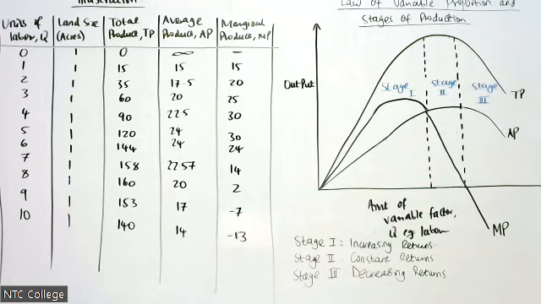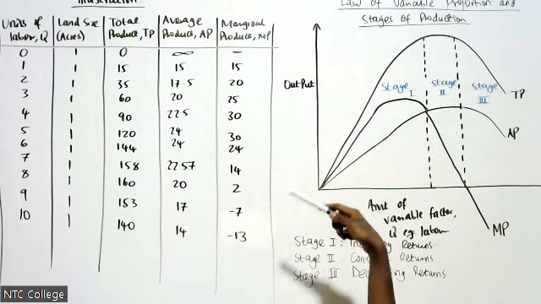At this stage, after some point, all three are falling. At this stage, marginal product is negative. MP is negative, i.e., negative returns are experienced. At this stage, marginal returns are negative, so you are experiencing negative returns.